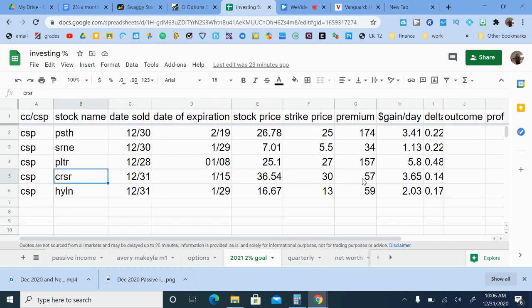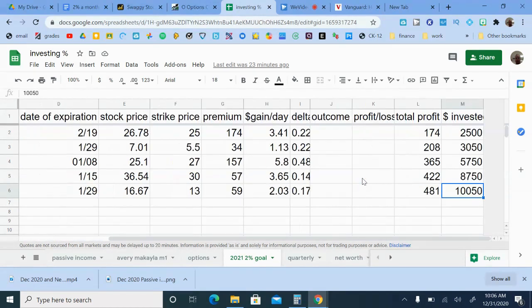Last one's HYLN, Hyliion. They do electric vehicles. Did a monthly on this one. Stock price currently $16.67. Sold the strike at $13. Premium $59. So the total premiums for the current positions are $481. And I am investing $10,050.